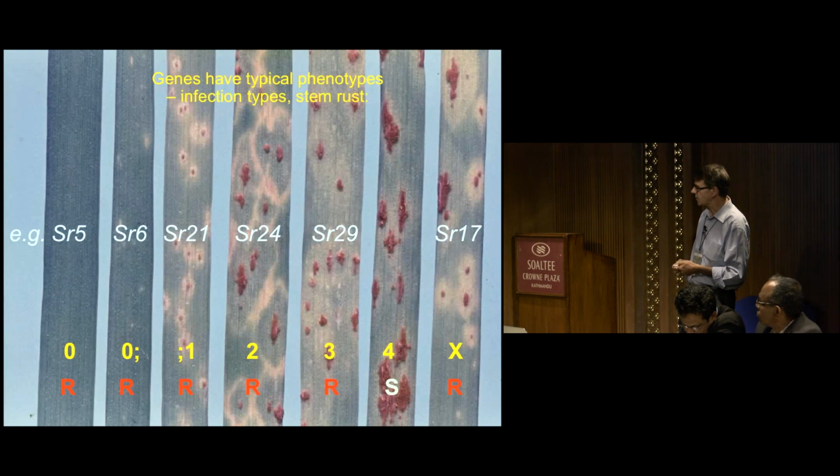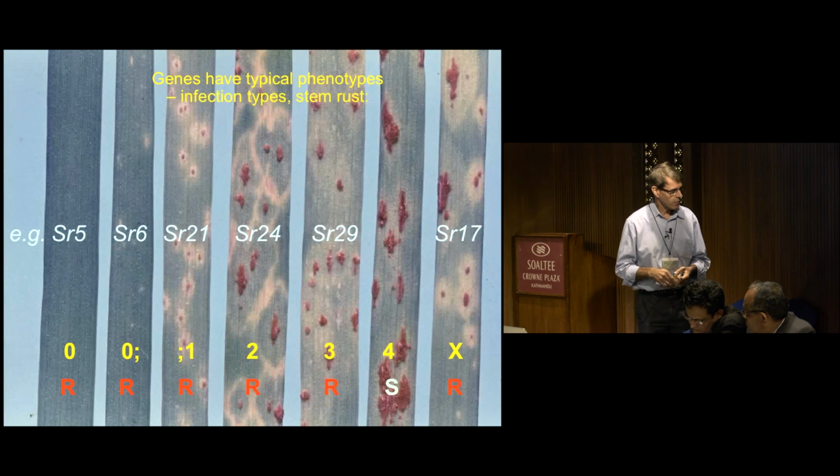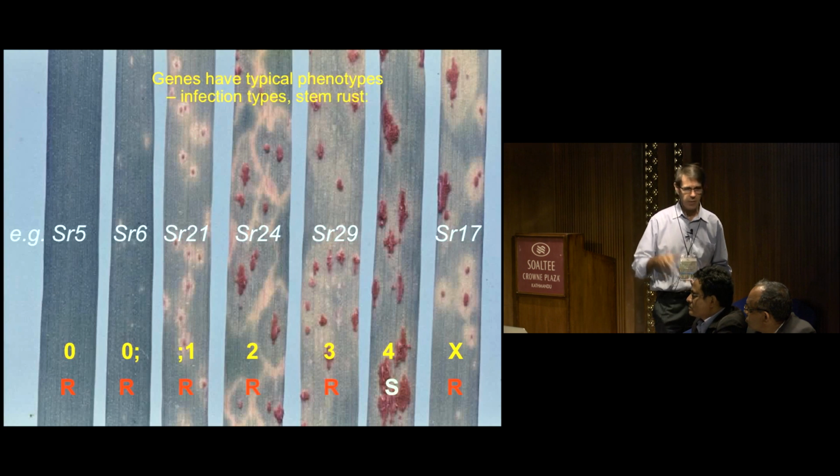Conversely, if we look at SR6, it's a typical immunity gene or a Fleck gene. It doesn't give a 2 infection type. If it's present on its own and it's challenged with an avirulent pathotype, it typically gives a Fleck. If you work with these rusts and these genes for a long time, you get to know this. I know that SR26 typically gives a 1-2 minus infection type. I know that SR27 gives a 1 infection type.